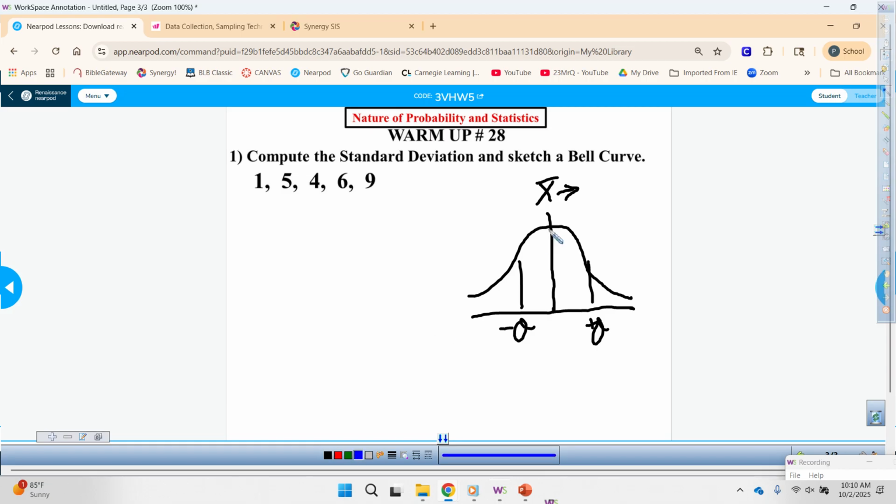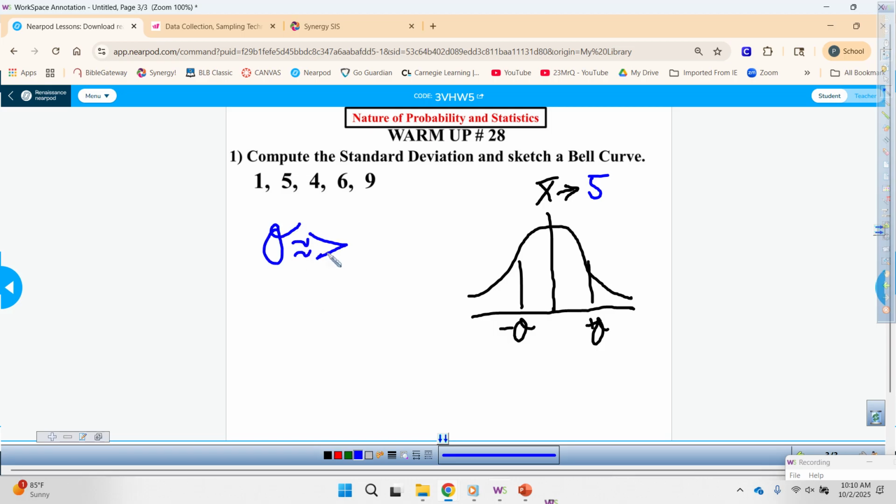All right, so mean. Get us started, please. M, I haven't called on in a while. M, let's start with M for Cain. What'd you get for the mean? 5. Hands if you got 5. All right. Next, we need a standard deviation.